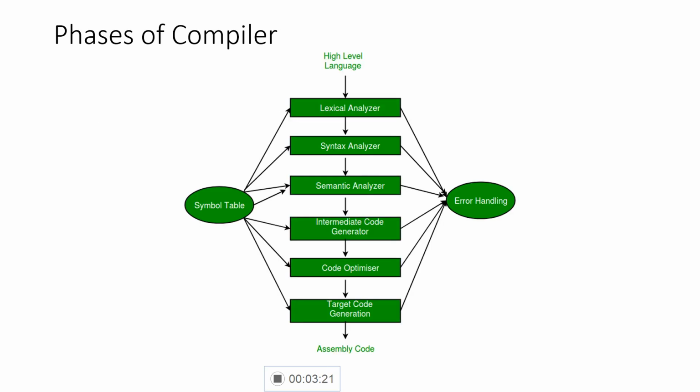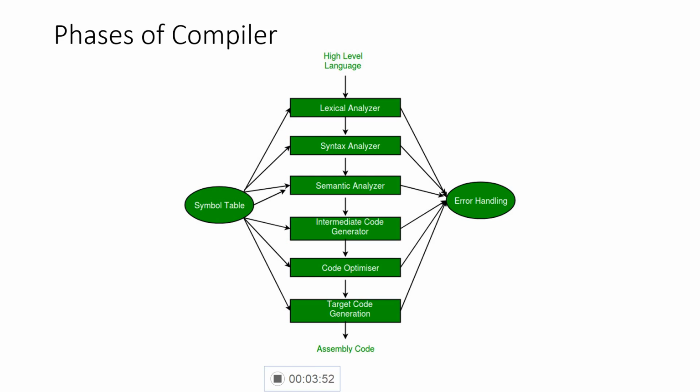The next topic is phases of compiler. The compiler is going to convert the high level language into machine code, that is an assembly code. So before converting the high level language into the assembly code, what are all the phases available? Mainly there are 6 phases of compiler. The first one is lexical analyzer, then syntax analyzer, semantic analyzer, intermediate code generator, code optimizer, and the target code generation. Lexical analyzer, another name for lexical analyzer is scanner.